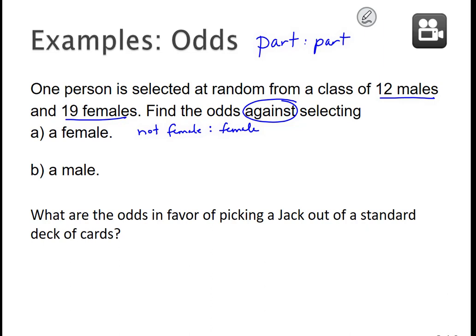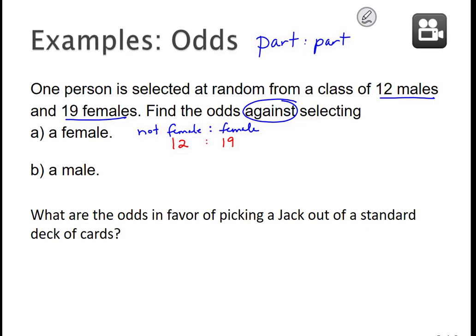But then it makes it really obvious your numbers. How many of them were not female? Well, that would be the 12 male. And then how many were female? 19. So your answer is simply 12 colon 19, or 12 to 19. Those are the odds against selecting a female.